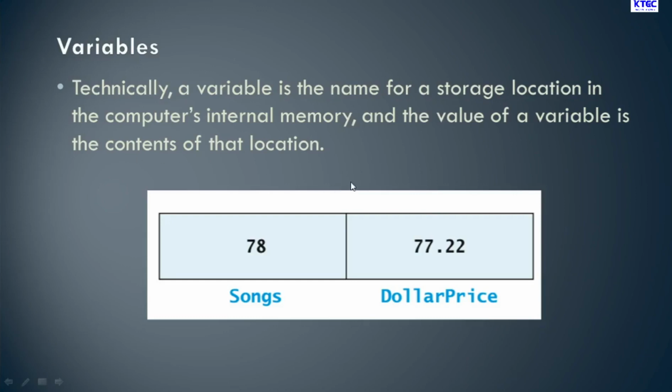So the name is what is on top. Maybe this is the name, songs. The value of songs inside here is what? 78. So whenever we call songs, what we see is 78. Dollar price, that is the name. The value here is what? 77.22. Whenever we call dollar price, what displays is the value. So that is that.